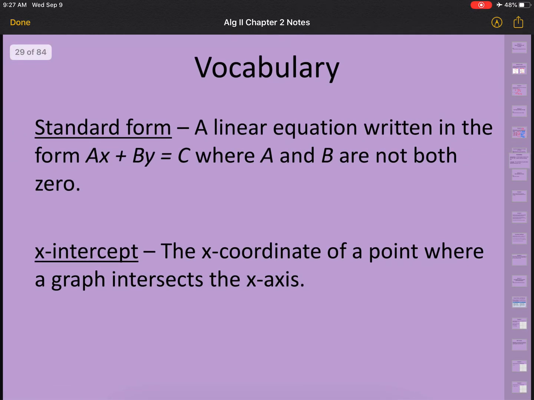Standard form is just a linear equation written in the form ax plus by equals c, where a and b are not both 0. So a and b and c, they're just regular old numbers. It just happens that the x term and the y term are both on the left side, and c, a regular old number, is on the right side. And an x-intercept is the x-coordinate of a point where a graph intersects the x-axis. So we have both an x-intercept and a y-intercept. The x-intercept crosses the x-axis, the y-intercept crosses the y-axis.